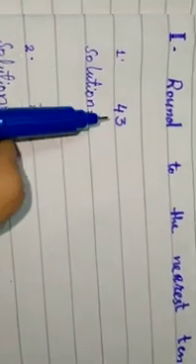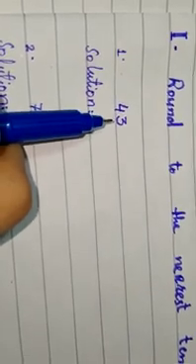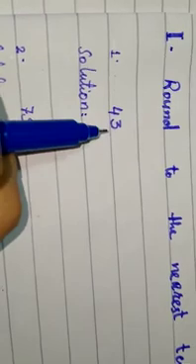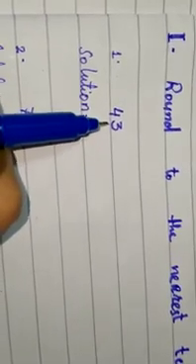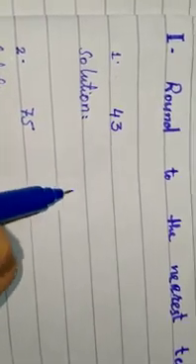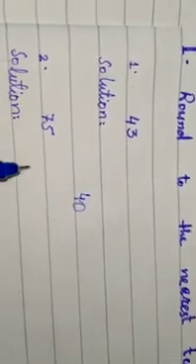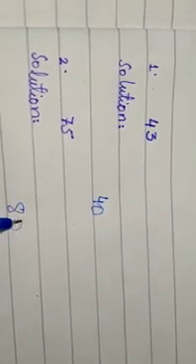As you can see in the first question, that is 43, we will round it to the nearest 10. As you can see, 3 is in the units place, so we will round down. It means it becomes 40. Alright. Now the next question is 75. The 5 is at the units place. It means we will round it up. So to round to the nearest 10, we will round it up. It means 75 becomes 80.